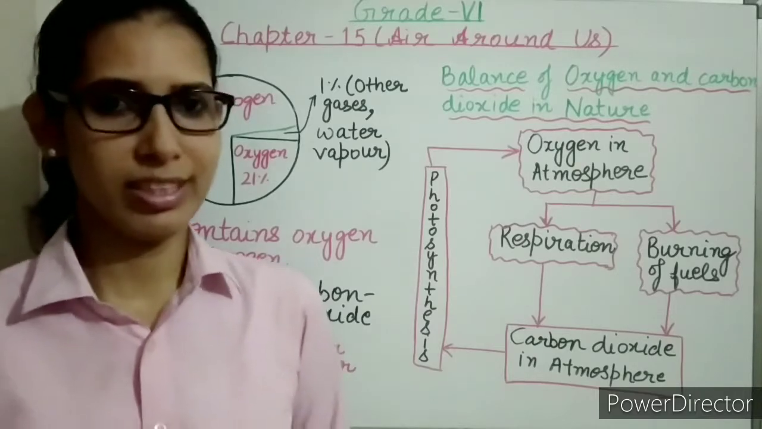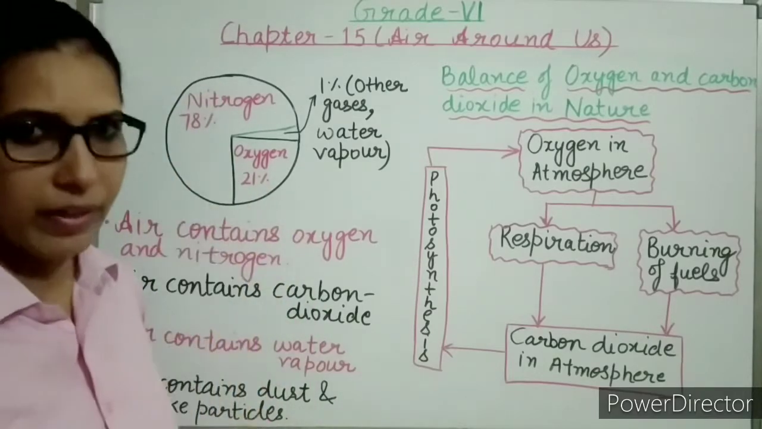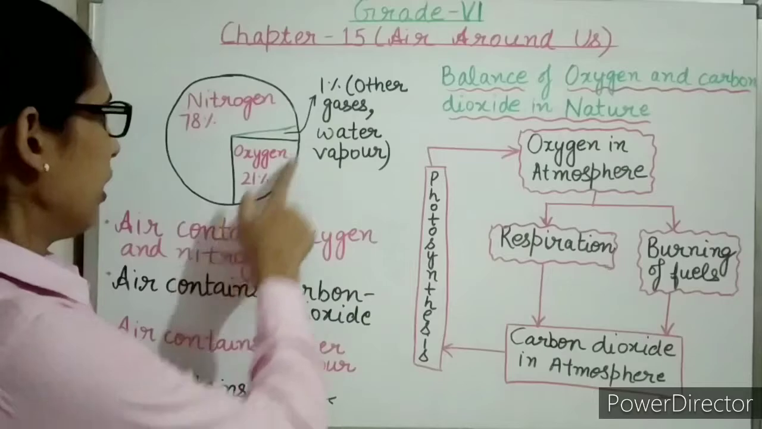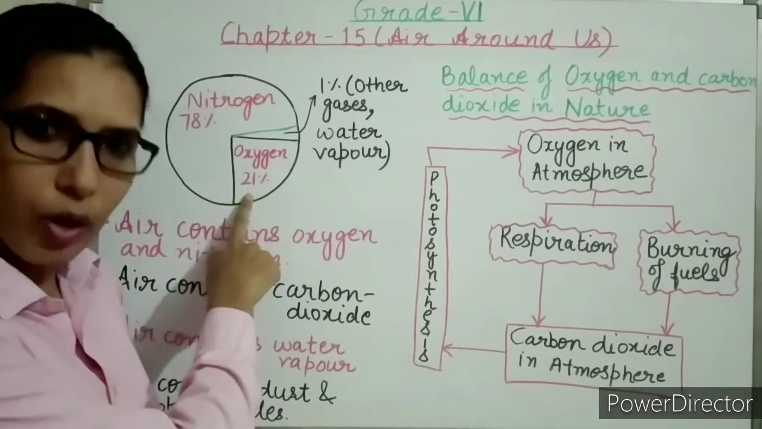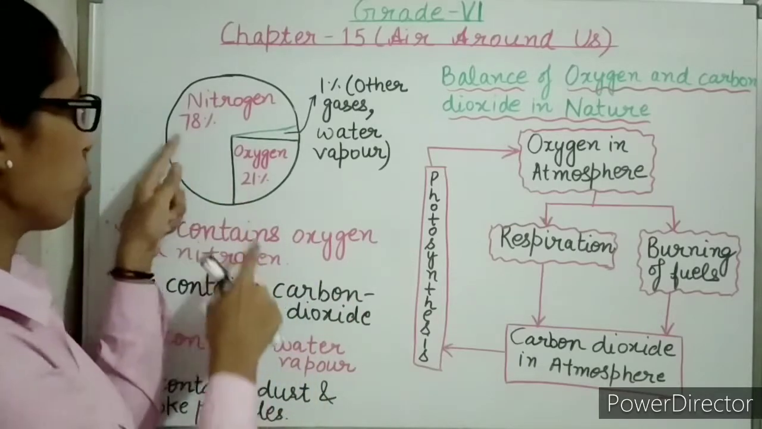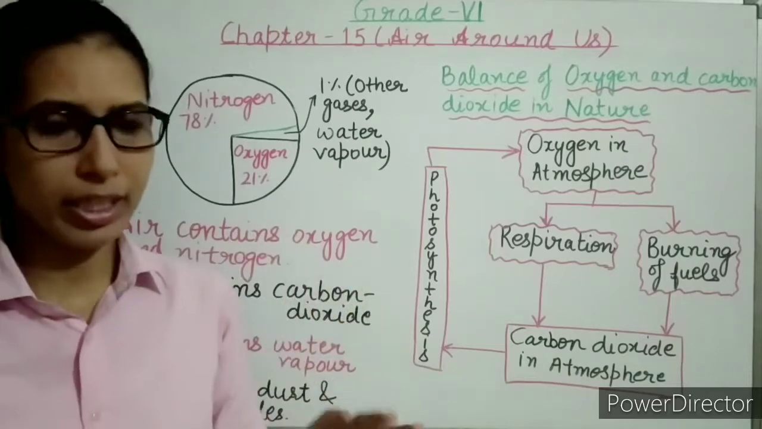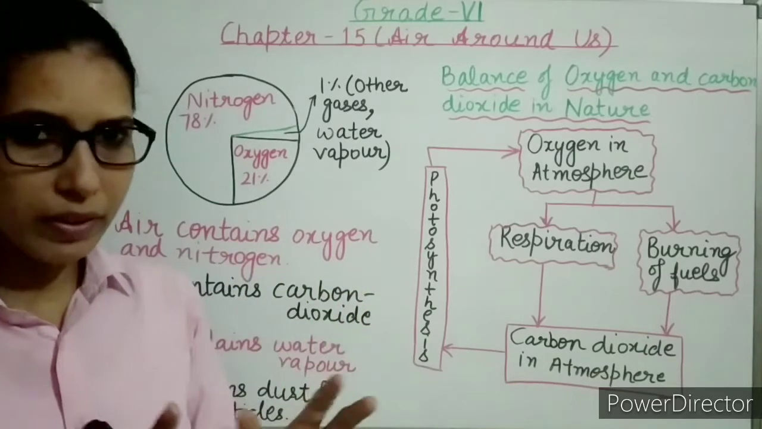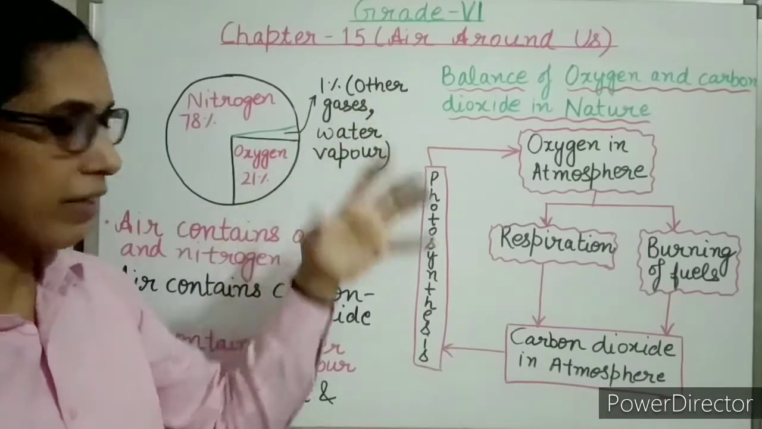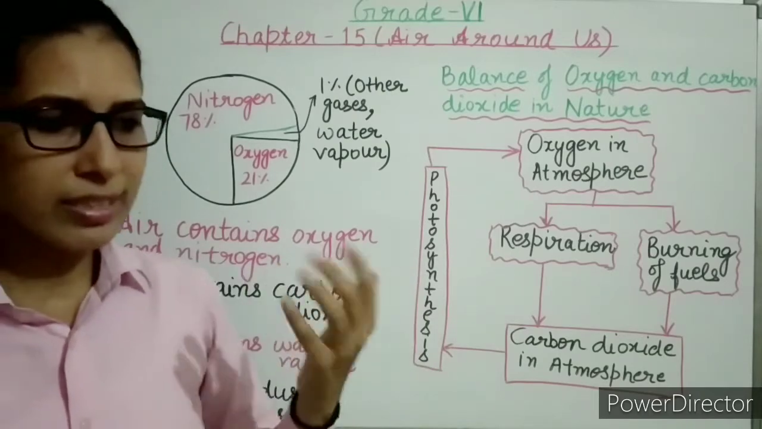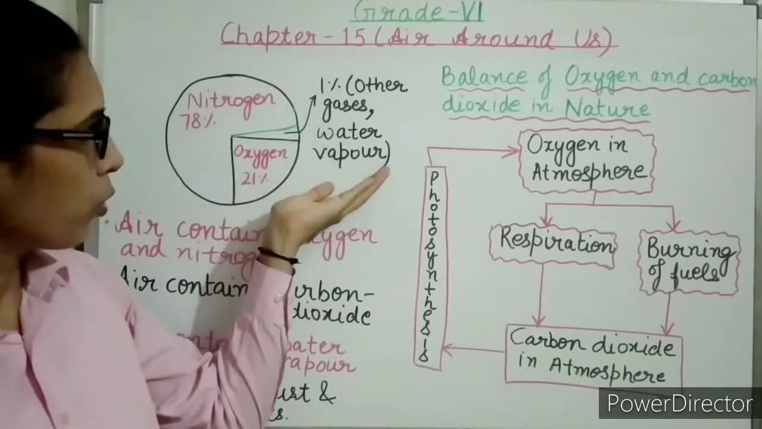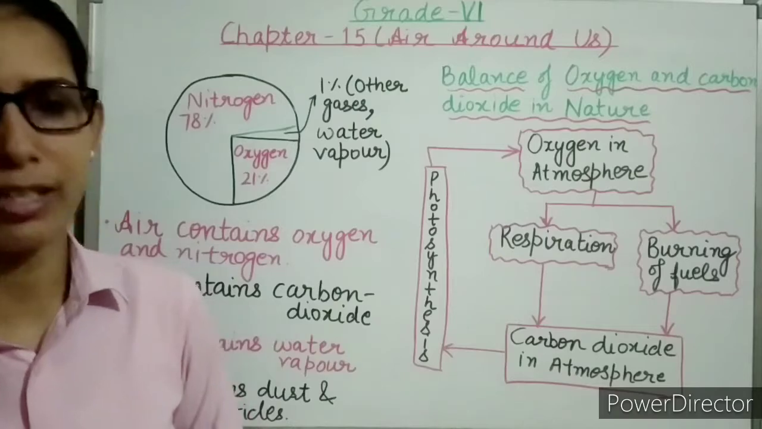Air is a mixture of gases. So let's see the composition of air. Air consists of 21% oxygen and 78% nitrogen. If you add these two, 78 plus 21, it will come 99. So 99% of the air is made up of oxygen and nitrogen. The remaining 1% consists of other gases like carbon dioxide, helium, neon, ozone, argon, etc. And this 1% also includes water vapors, dust particles, etc.